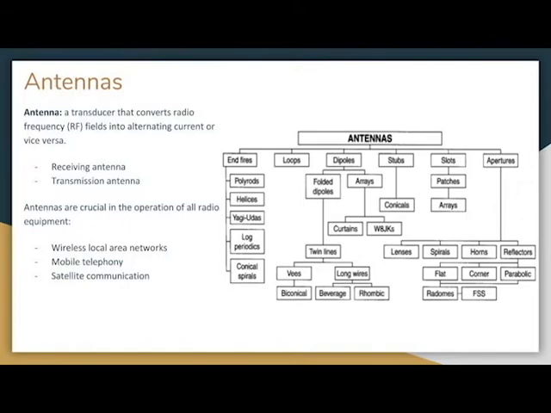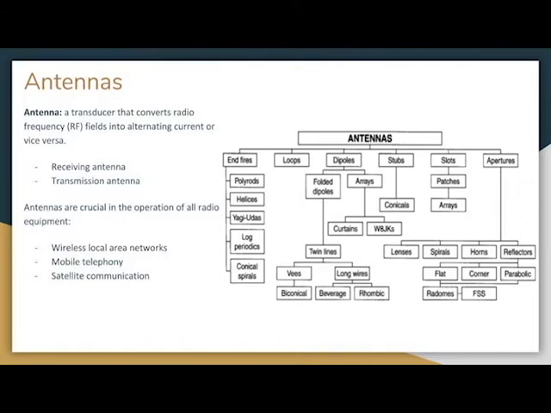Antennas are an essential component to radio communication and are used in all our day-to-day electronics for entertainment and wireless communication. Antennas are the interface between radio waves that are propagating through space and electric currents that move in the metal conductors contained in transmitters and receivers. So basically, an antenna is a transducer that converts radio frequency fields into alternating current or vice versa.